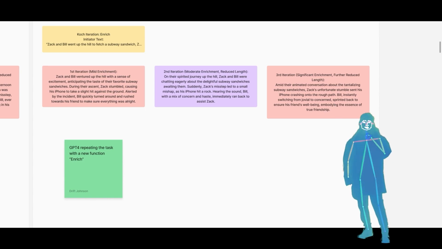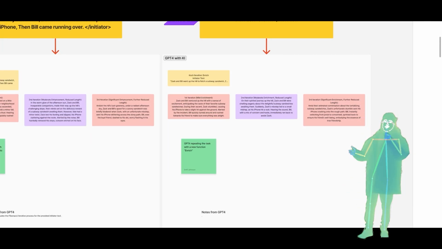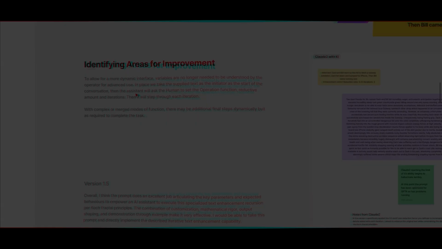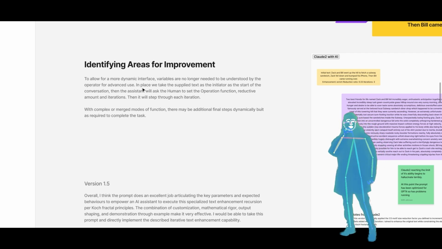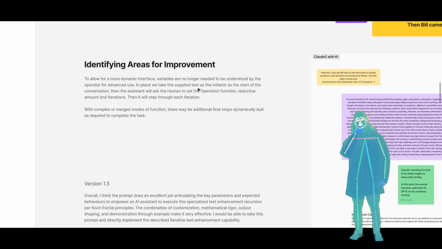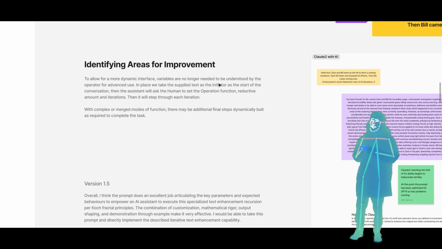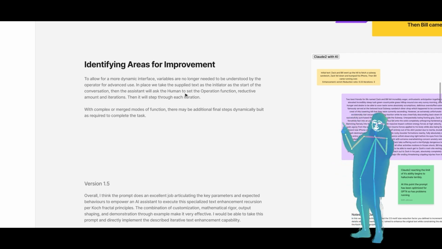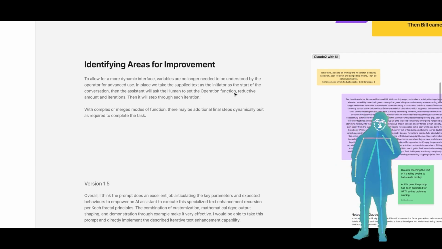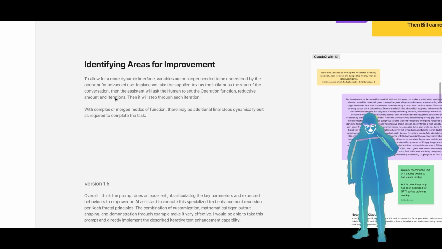There's no style guidance or ghostwriter guidance or anything like that right now. I wanted a more dynamic interface. Variables didn't need to be set or understood, because before you had to kind of know what it could do to be able to use it. So we take the supplied text as the initiator at the start of the conversation, and then the assistant will ask the human to set the operation function, reductive amount, and iterations.